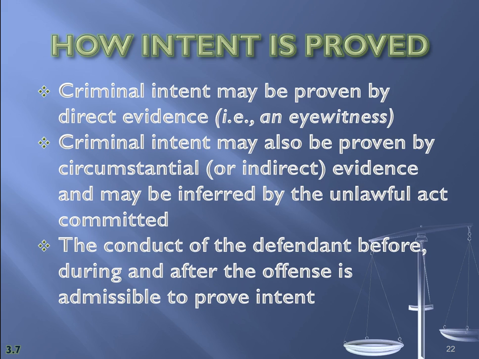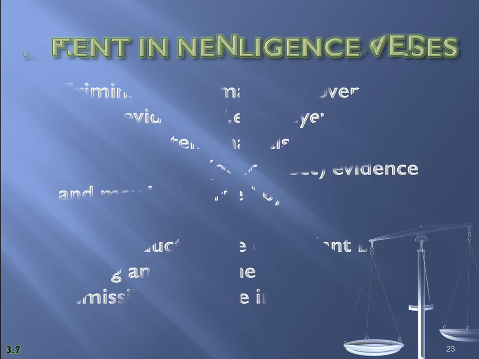So, in review, criminal intent may be proven by direct evidence, an eyewitness. Criminal intent may also be proven by circumstantial or indirect evidence and may be inferred by the unlawful act committed. And the conduct of the defendant before, during, and after the offense is admissible to prove intent. So you have three different concepts here on basically how intent is proven.